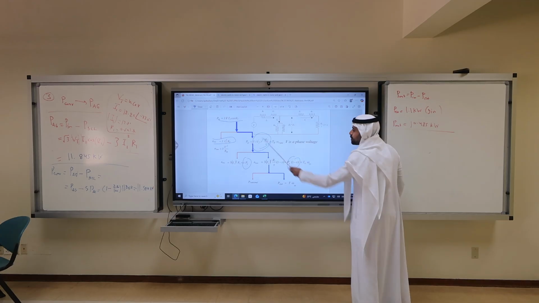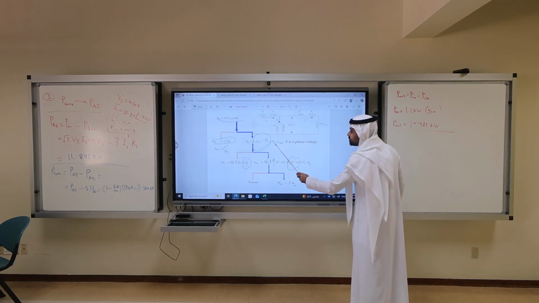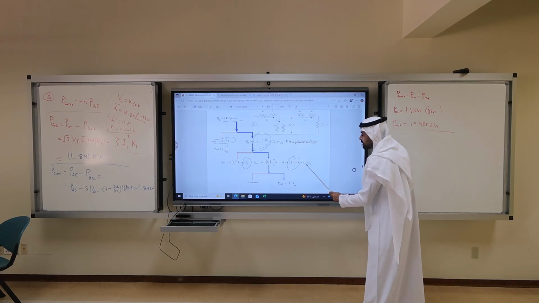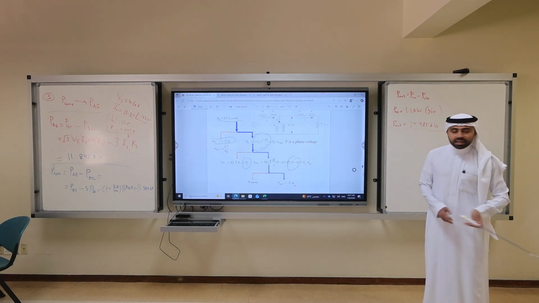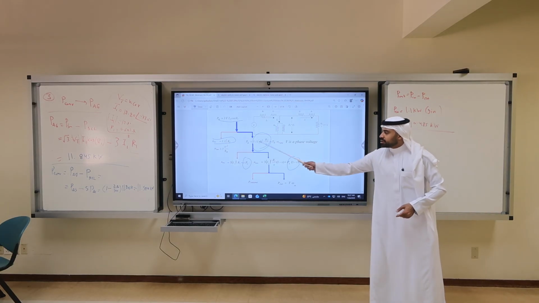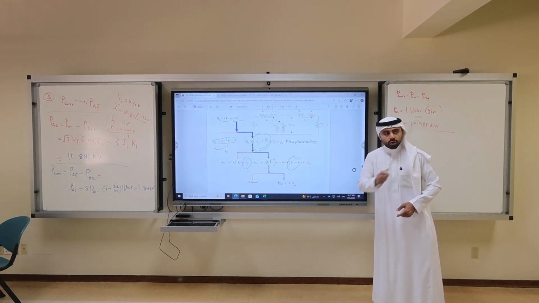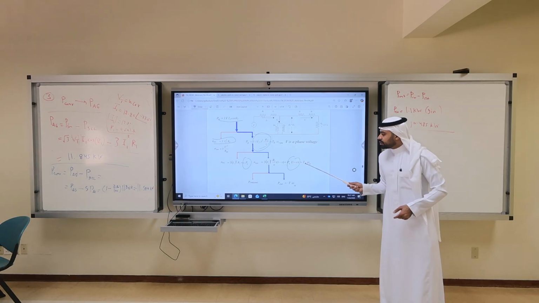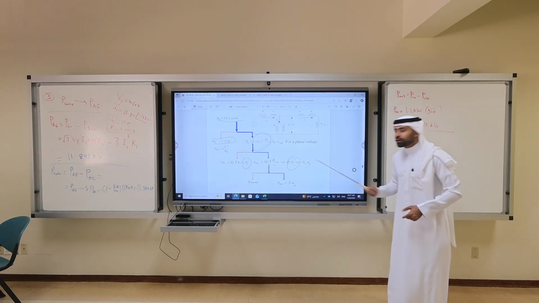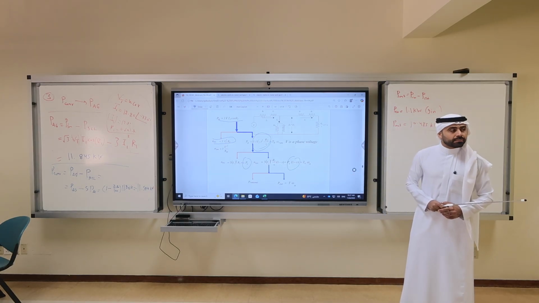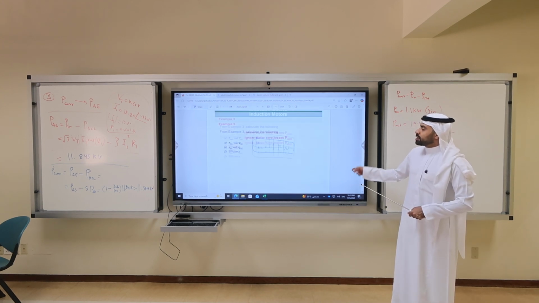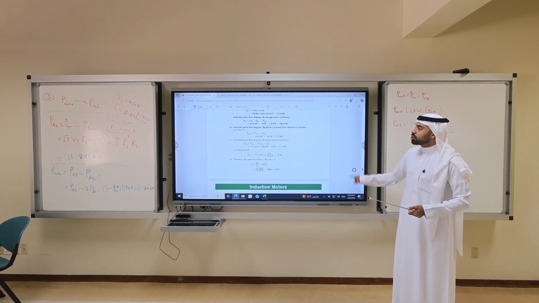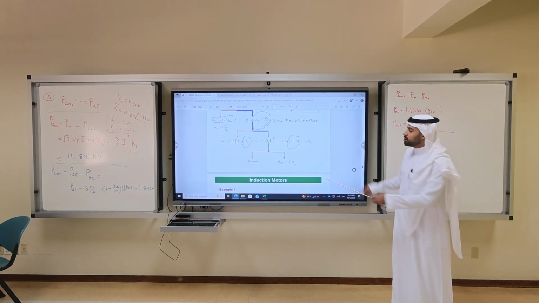For air gap, it's T developed times omega sync. P converted is T developed times omega m. So if you have omega sync, you can use P air gap divided by omega sync to get the torque, or the same torque you can get by P converted over omega m. Okay? Now, what else does he want? He wants the output torque. The output torque, the only way to get it is what?